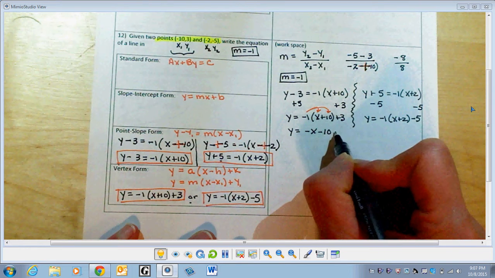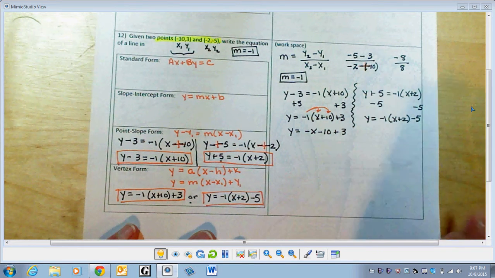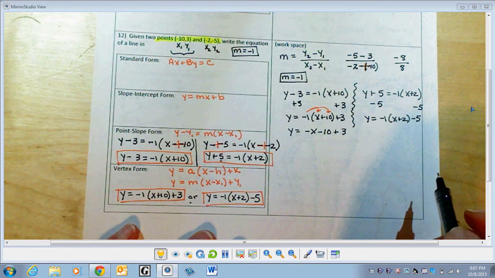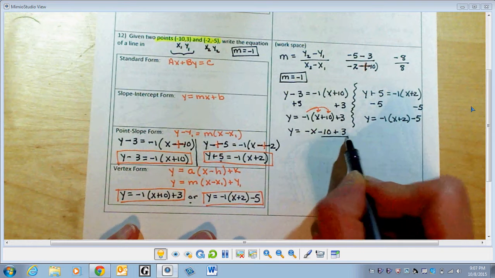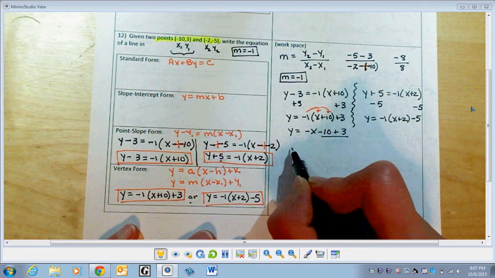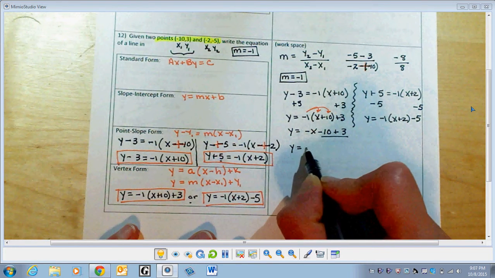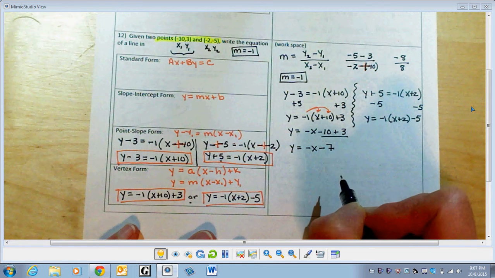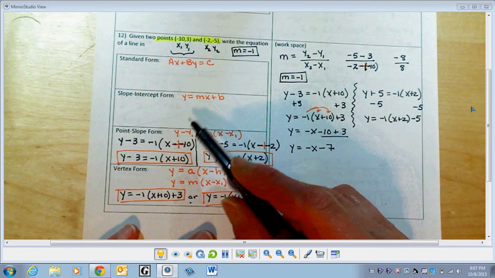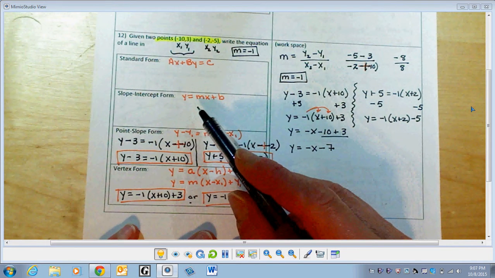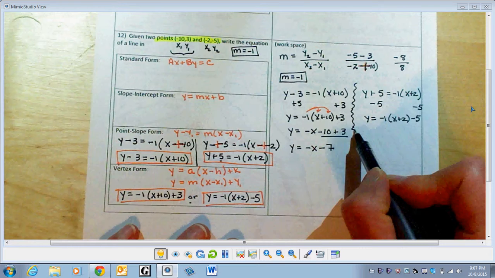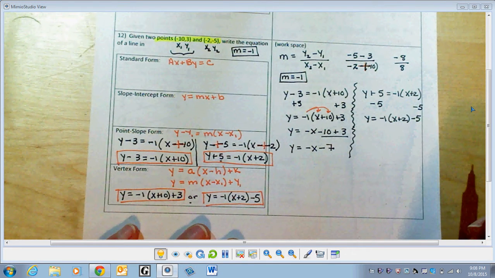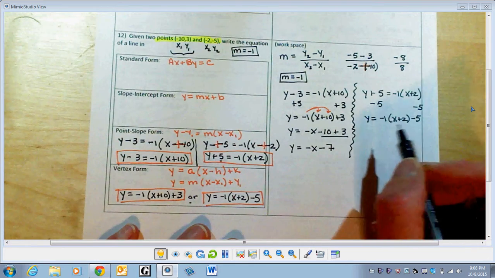And then I have this plus 3. That doesn't get affected by that negative 1 because it's not inside the parentheses. These are like terms, so I can add them together. So that gives me y is equal to negative x minus 7. Okay? So that should be my equation in slope-intercept form. This one, as I promised, should give you the same exact equation in slope-intercept form.